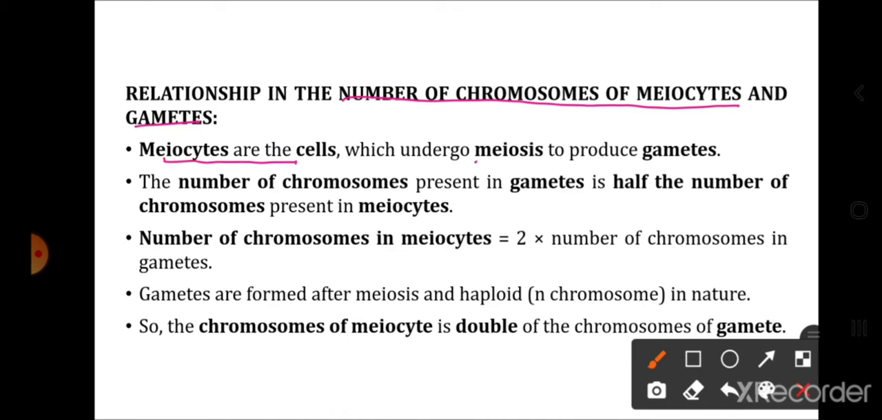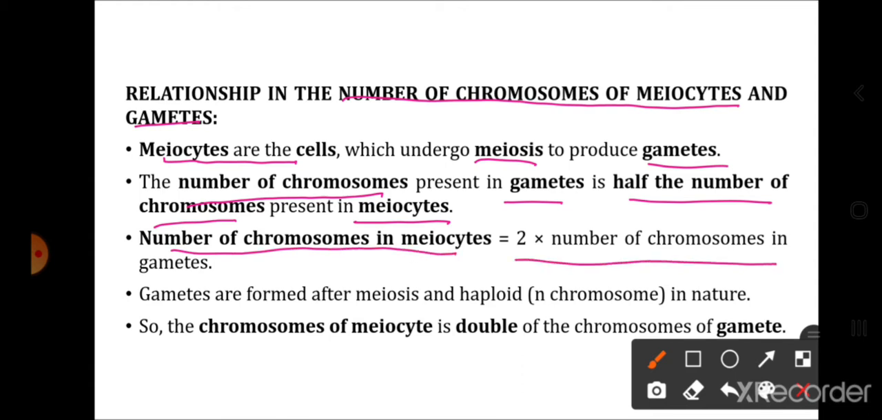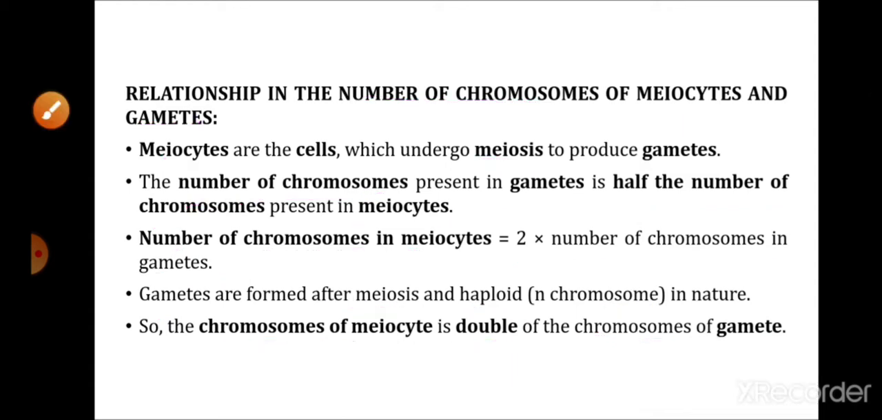Meiocytes are the cells undergoing meiotic division to produce the gamete. The number of chromosomes in gametes is half the number of chromosomes in the meiocytes. That is, the number of chromosomes in the meiocyte is 2 multiplied by the number of chromosomes in gametes. Gametes are formed after meiosis and are haploid in nature. Thus, the chromosome number of the meiocyte is double that of the gamete. Clear?